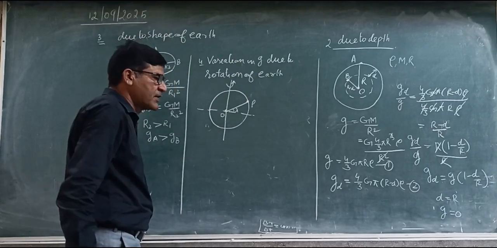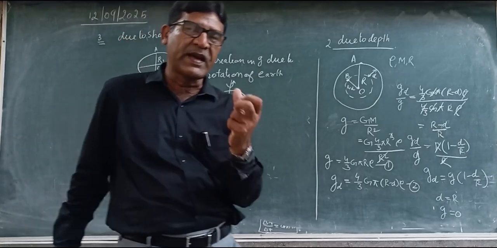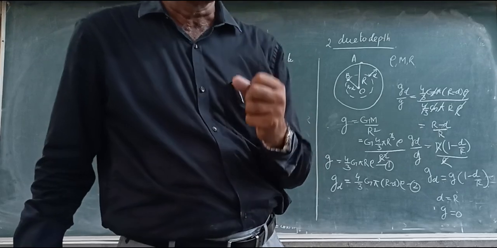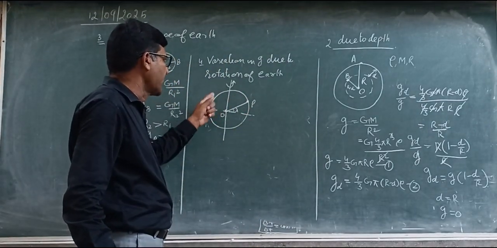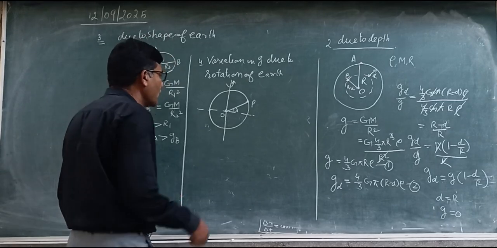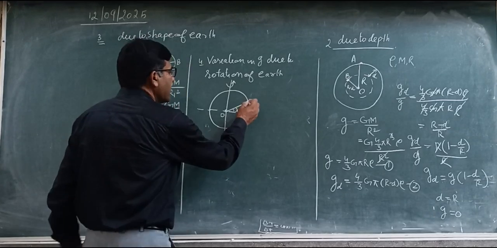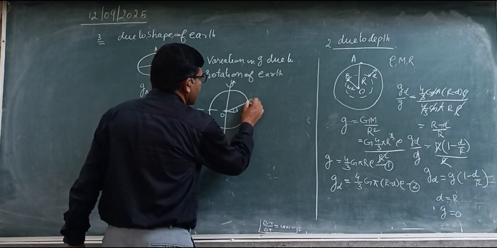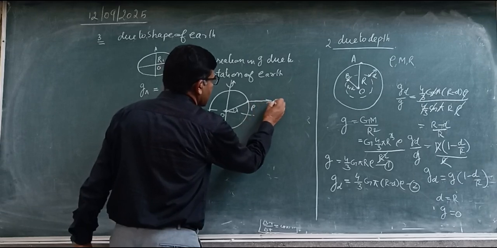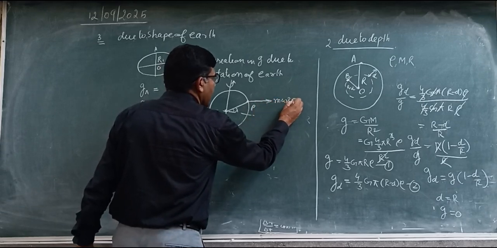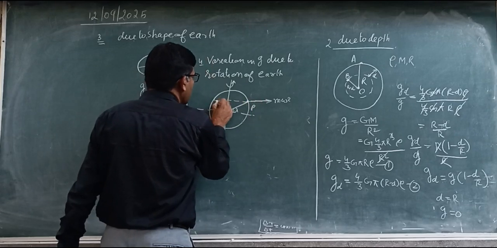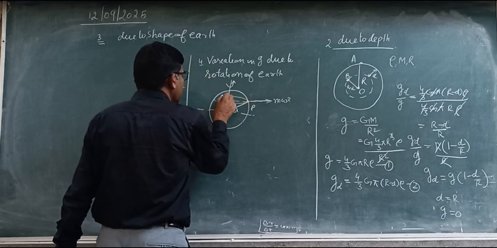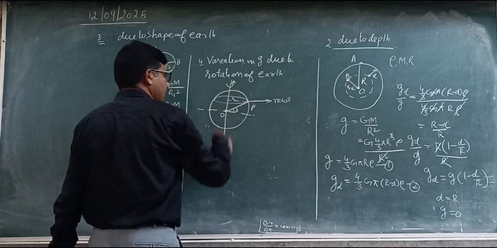Now, as the Earth is rotating, there might be some centrifugal force acting. It is an accelerated frame of reference. The Earth is rotating this way, so the centrifugal force will act in this direction. This is m omega square r. Of course, this particle will also describe a circle of radius small r along this axis.